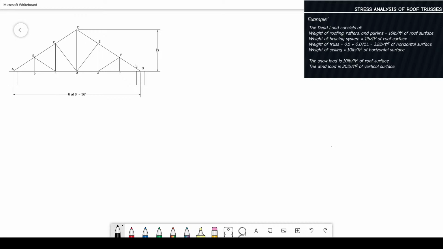So, we have first to find our dead load. So, di ba, ang ginaaro din niya is combinations. So, to make it easier, we have to tabulate it. So, ang dead load anide, then snow load, then wind load. So, let's start first with our dead load. So, how to find the dead load?